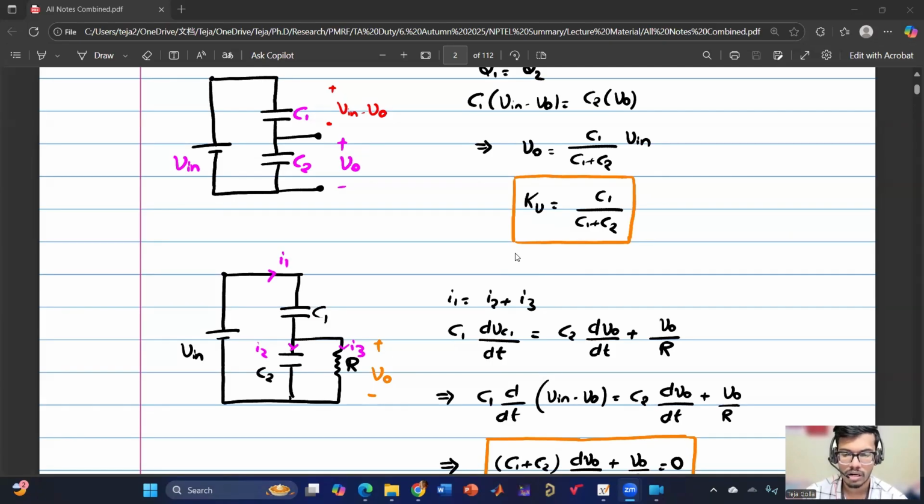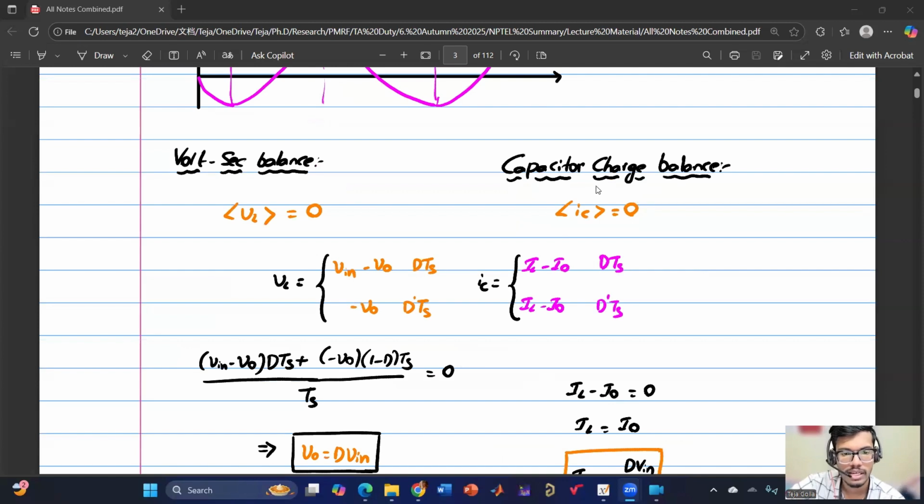Basically, you assume the voltage across the capacitors is VC1, VC2, and the currents are IC1, IC2. Then you see when the switch is on, there are different modes: Q equal to 1, Q equal to 0. You apply the same capacitor charge balance. Say in the first mode, what is the capacitor current?